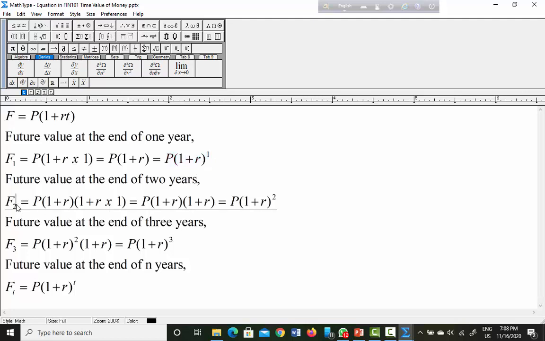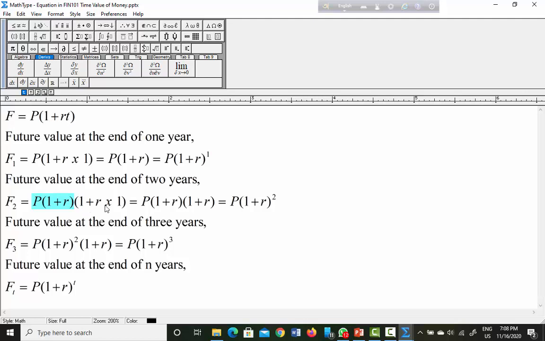So that means after the second year, the future value will be... remember, as I said, this will be the investment amount now. So instead of P in the same formula, this is the investment amount multiplied by 1 plus RT.